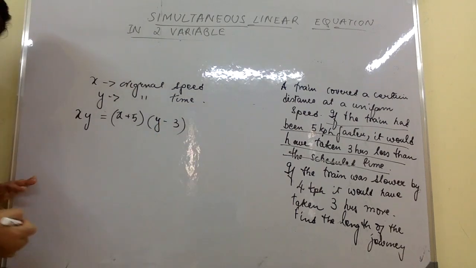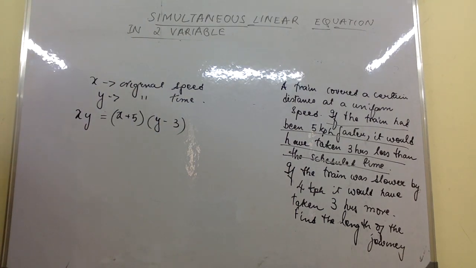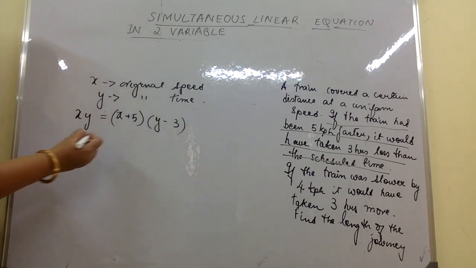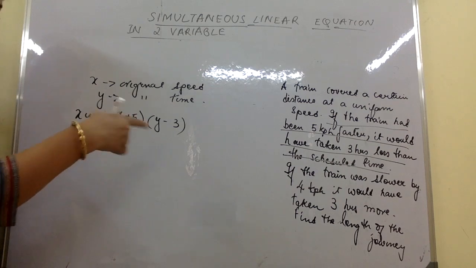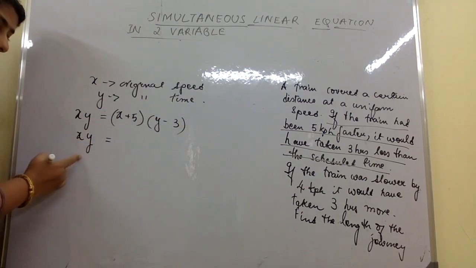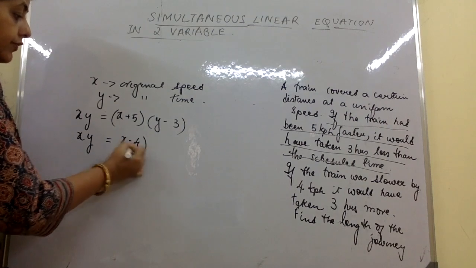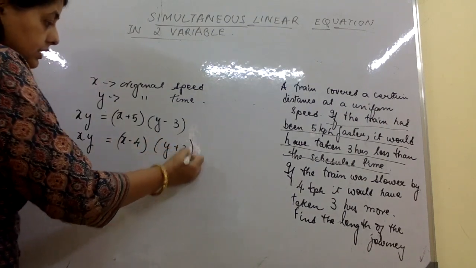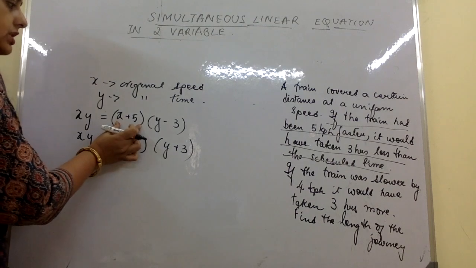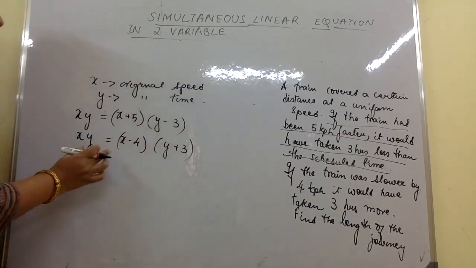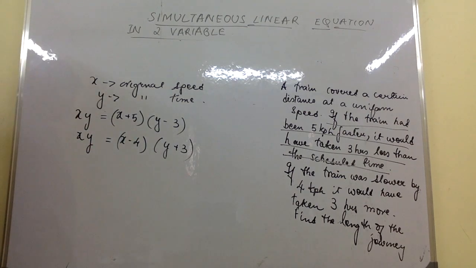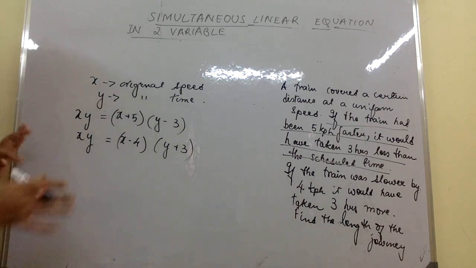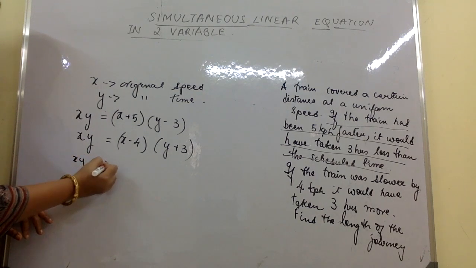Okay, now if I take the next one, which is if the train was slower by 4 kilometers. Now the same distance it covers by being slower by 4 and the time increases by 3. So remember, this is also speed into time. Okay, their product is giving us the same distance as this. So these are our two equations. Okay, so now we'll solve this. As you can see, these are pretty simple equations.